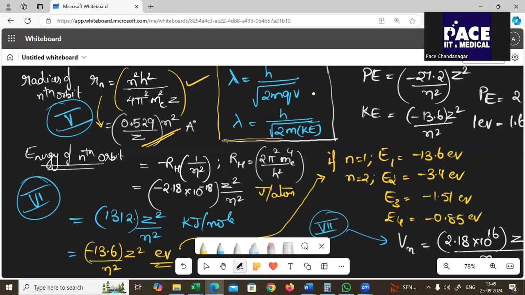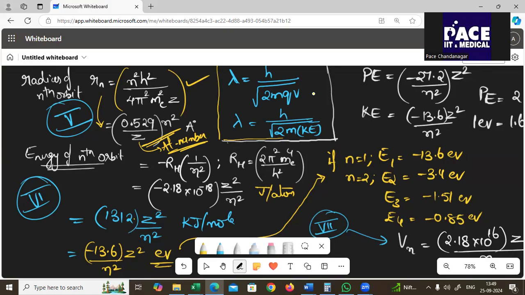And then, after the radius of the nth orbit, we have the energy of the nth orbit. As you can see, n stands for the nth orbit and Z stands for the atomic number. Z is your atomic number. Now the energy of the nth orbit is minus RH into Z square by n square, where the RH value is given to you.